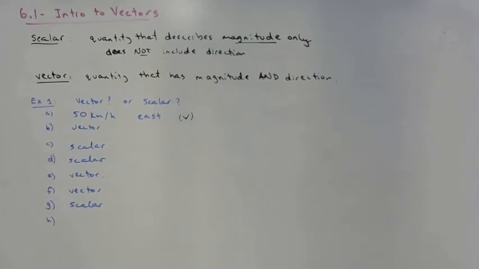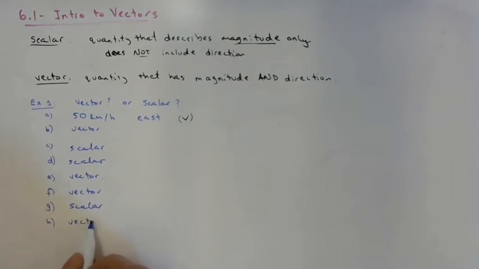Gravity pulling down on you. So that's a bit of a tricky one. The scale uses the downward acceleration of gravity in order to calculate your weight. So that is a vector.